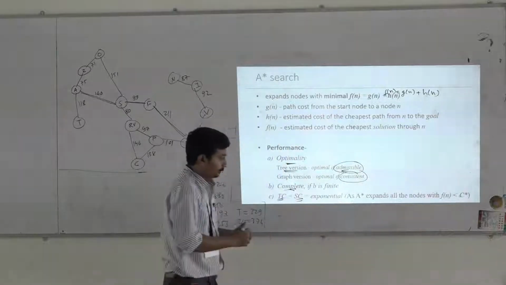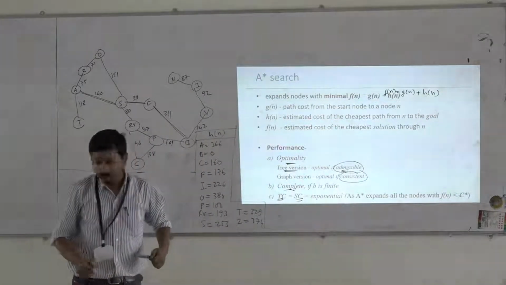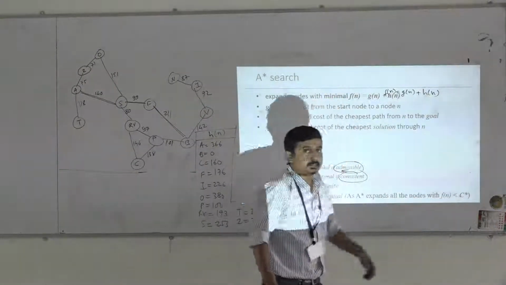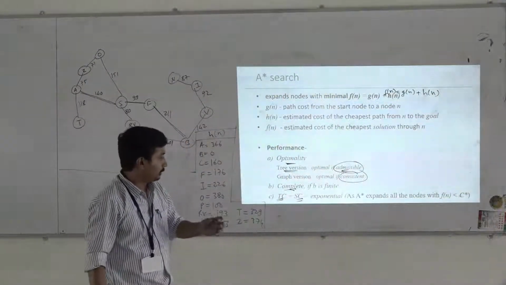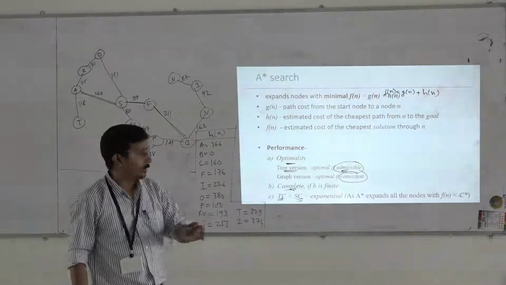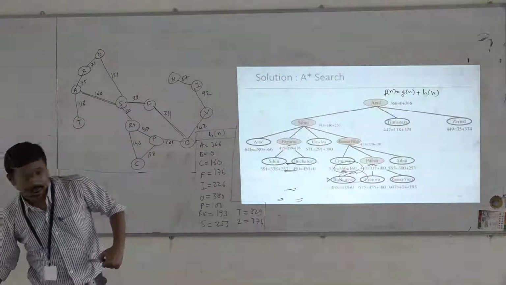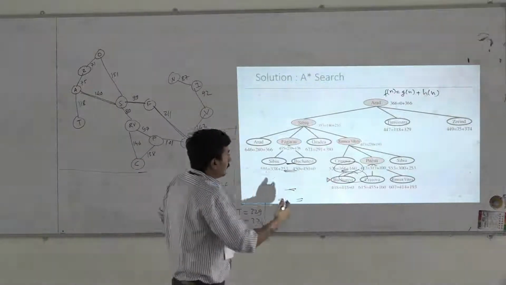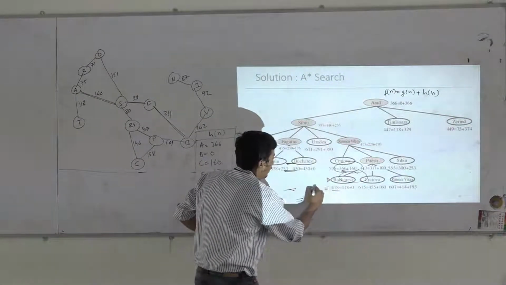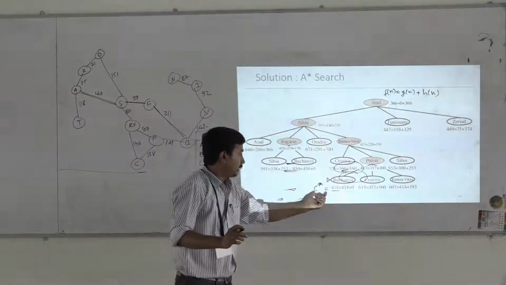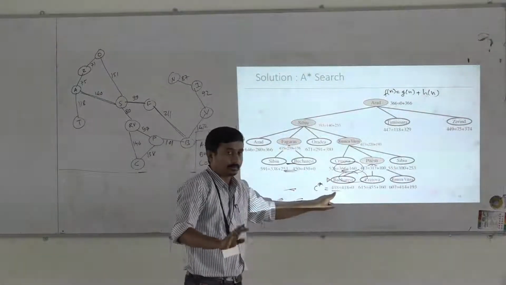Because A star expands all the nodes with f of n less than C star. What is C star? C star is the cost of the optimal solution. Why is it like this? See here, the C star value for this example is 418. It is the cost of the optimal solution. This is the optimal solution.